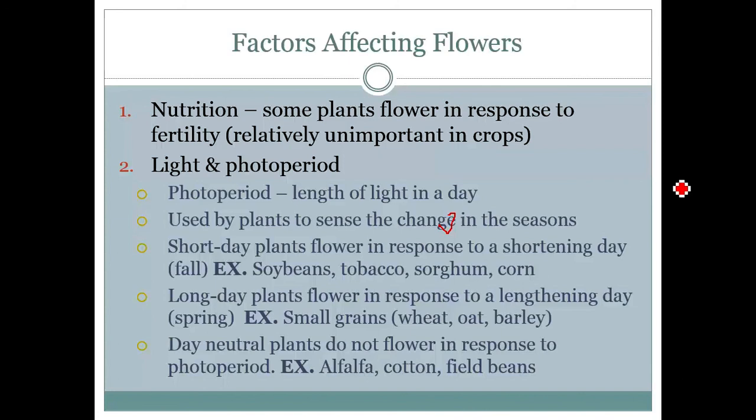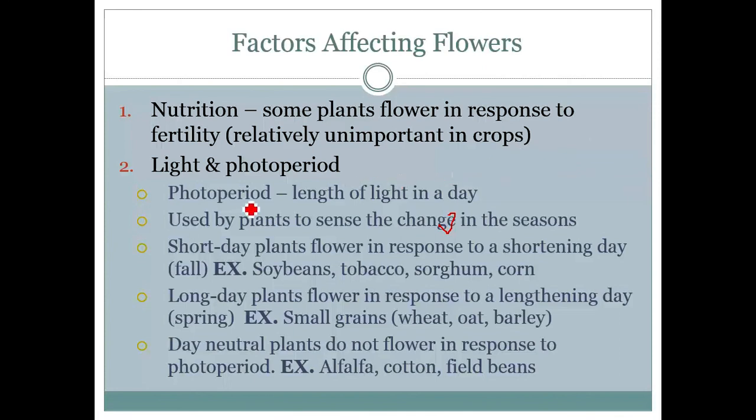Some exceptions, of course. Sugarcane doesn't work that way. Sugar beets don't work that way. Potatoes don't work that way. But most of the time, we're actually interested in harvesting the fruits or the grains or the seeds or something that's a result of flowering. So what causes plants to flower? What stimulates them to flower? One of them is nutritional factors. Some plants do flower in response to fertility, but this is relatively unimportant in crops, and we're not going to worry about it too much here.